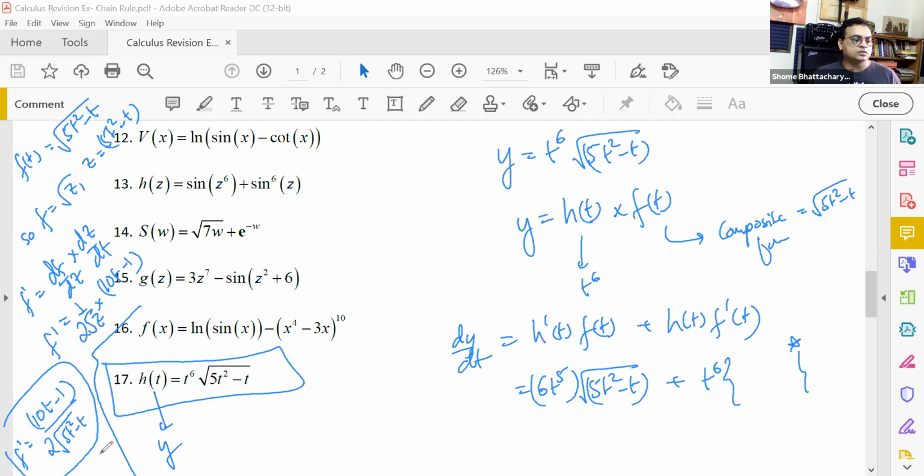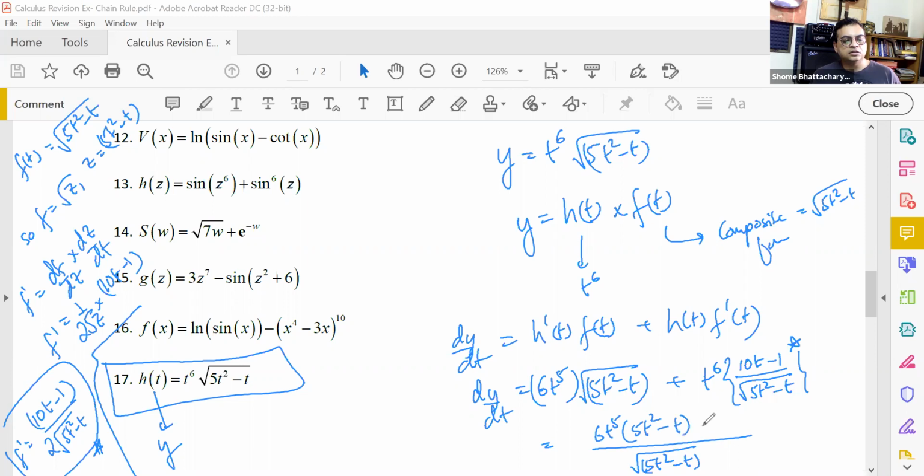So this term is coming from here. So this is 10t minus 1 in the numerator divided by the square root of 5t square minus t. So as far as differentiation is concerned, now we've got the answer, but we might want to take the LCM and all that. To simplify this is a little bit more lengthy. You will take the LCM, which is the square root of 5t square minus t. And when you take the LCM, you can see this term will just become 6t to the power 5 into the square root of this into the square root of the same thing, so just 5t square minus t, plus this term will become 10t to the power 7 minus t to the power 6. Then just open this bracket in the numerator and simplify it a little bit more and you will get the final answer. So finally, this is your derivative. This is your dy by dt.